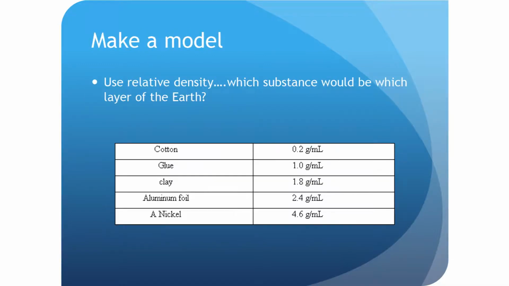Next thing we could do is to use this information to make a model. So we want to use relative density to decide which substance would be which layer of the Earth. If we look at this chart, cotton has the smallest density, so we would make that equivalent to the atmosphere. Glue has a density of 1 gram per milliliter, which is the same as the density of water, so that would be our hydrosphere. Nickel being the most dense would be our inner core. So you'd want to be able to use some logic to reason through which layer would be most clearly represented by which substance.